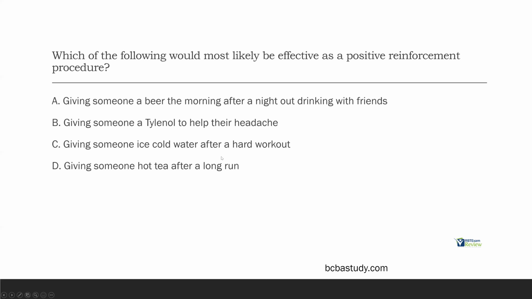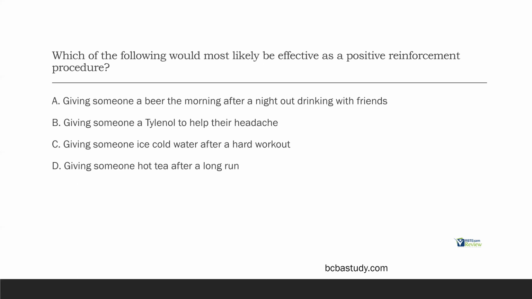C, giving someone ice cold water after a hard workout. Okay, again, think about motivating operations. The value of this cold water after a hard workout has increased probably significantly. Compare it to D, giving someone hot tea after a long run. Do you really want hot cocoa or hot tea or hot coffee after a long run? No, you want to cool down first. You want something cold, something refreshing, typically.